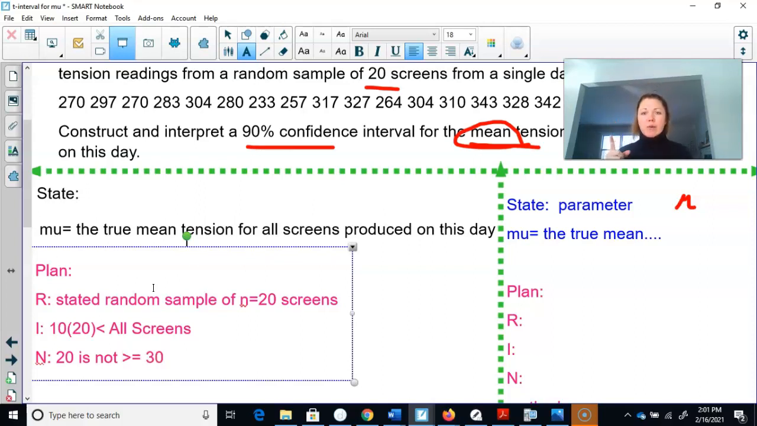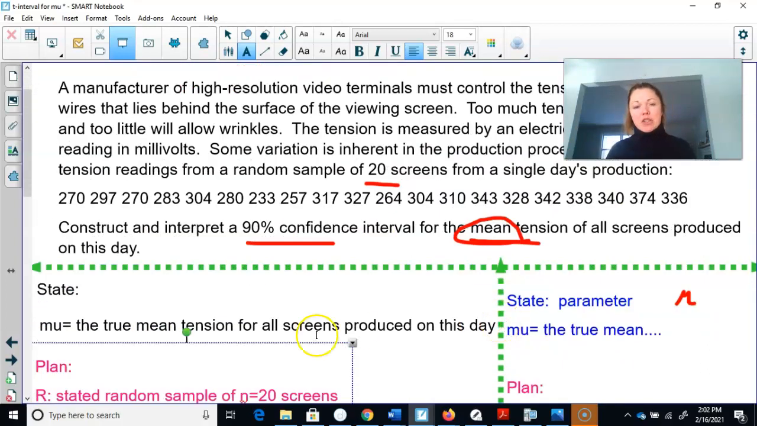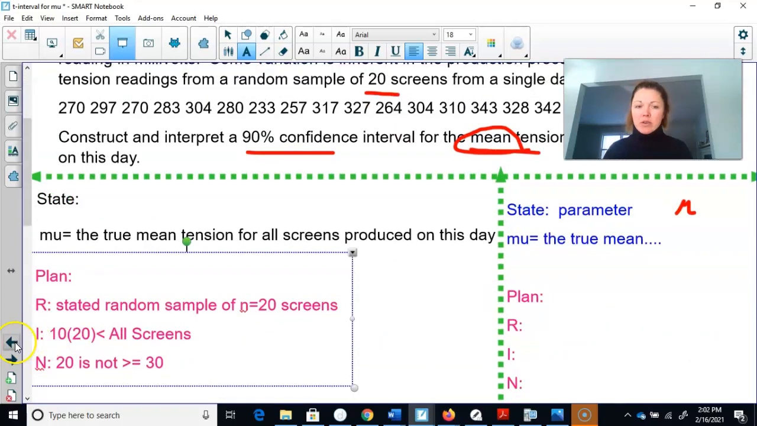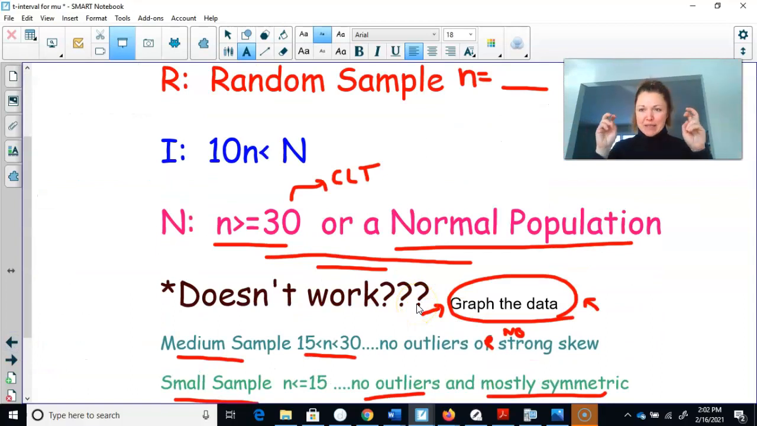So the first thing we want to check is, does it come from a normal population? If it comes from a normal population, phew, we're done. We don't have to worry about it. But this does not say that it comes from a normal population. So now we need to go back to our notes and say, okay, well, 20 is a medium sample. So we need to graph the data and we need no outliers or strong skew. So let's go ahead and graph that data now.